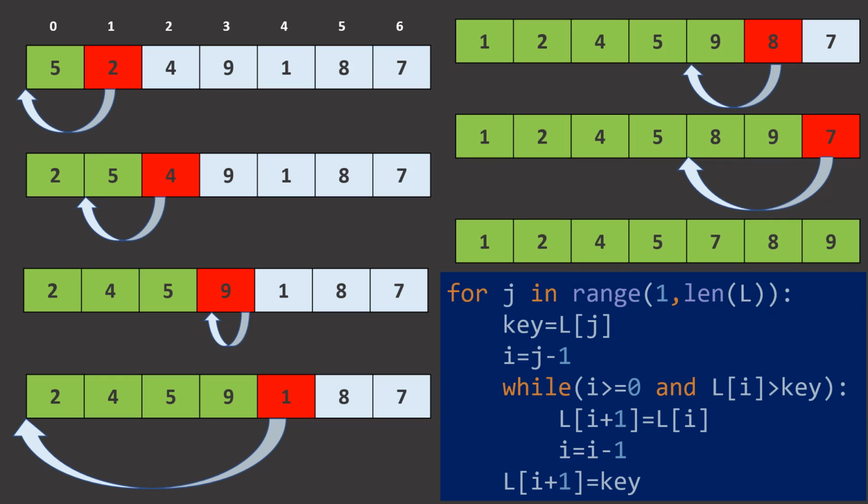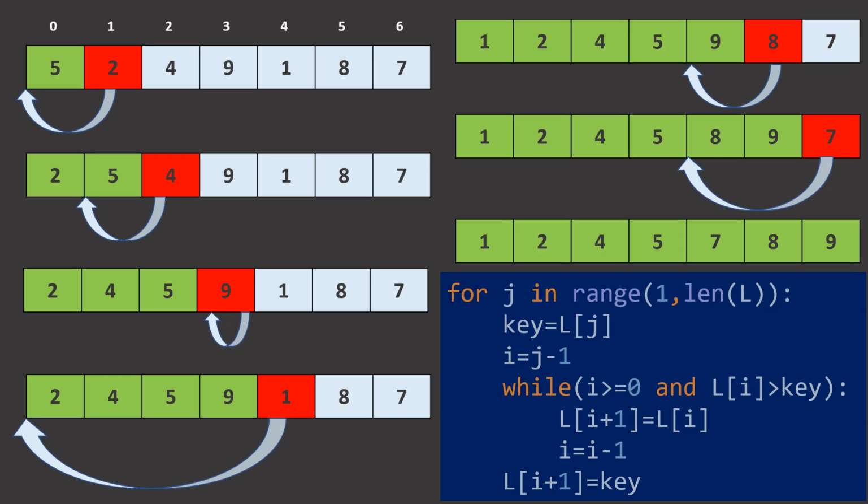And we will take L of j as key. That means the element which is at index number 1, that is your key. Now i becomes j minus 1, or i becomes 0 here. Now while i is greater than or equal to 0 and L of i is greater than key, that means key will be compared with the sorted part of the list, that means all its previous elements, because the previous elements are sorted.